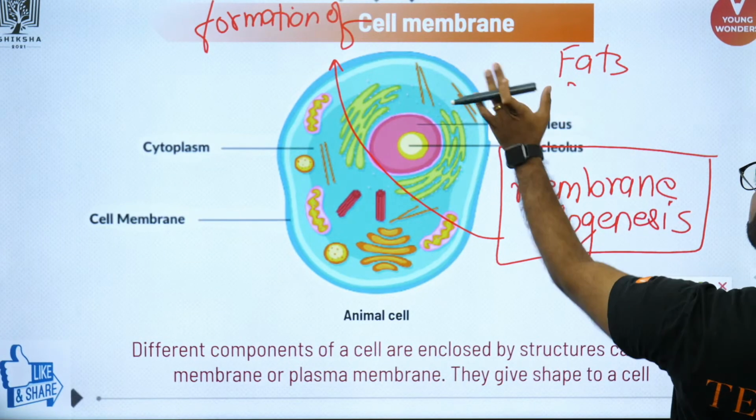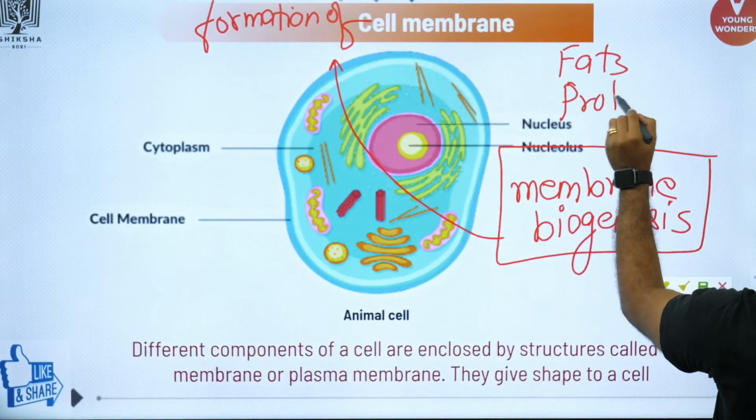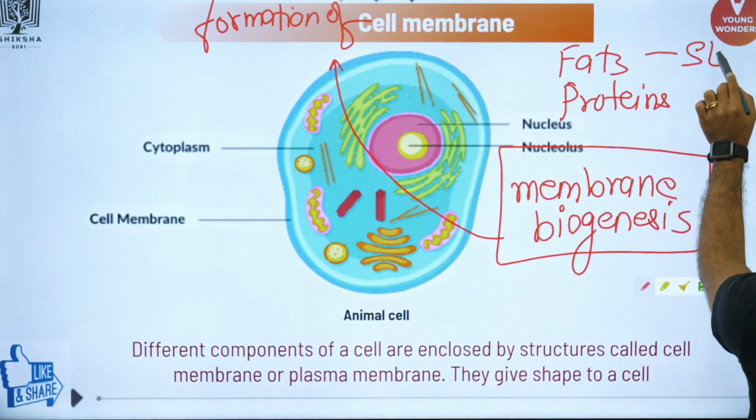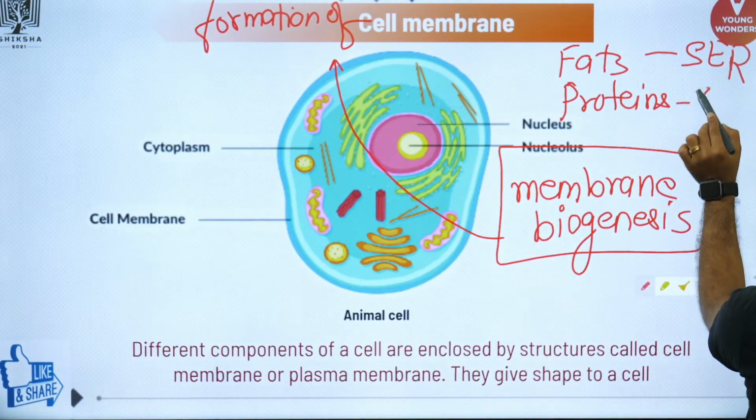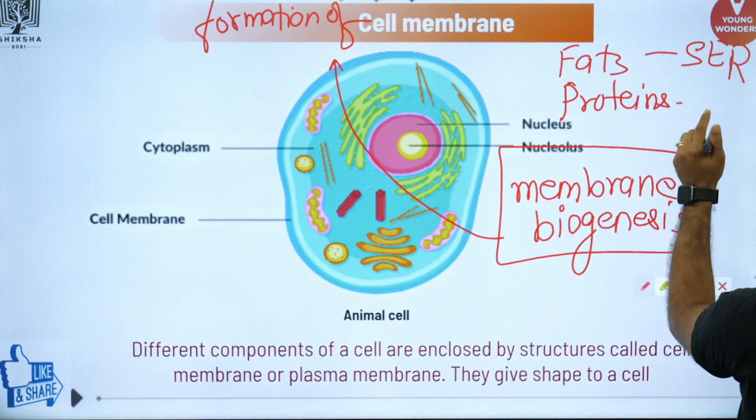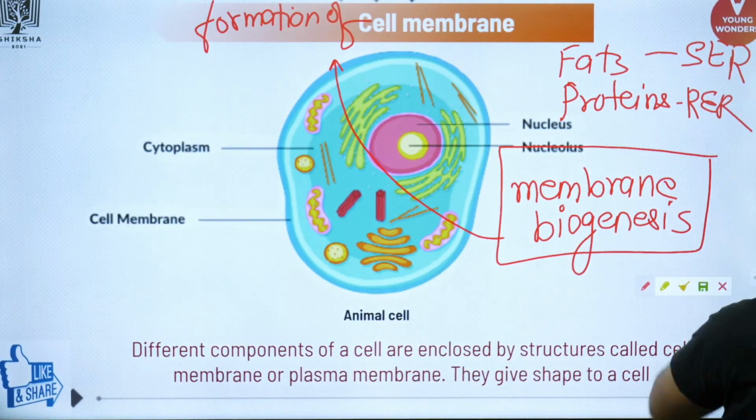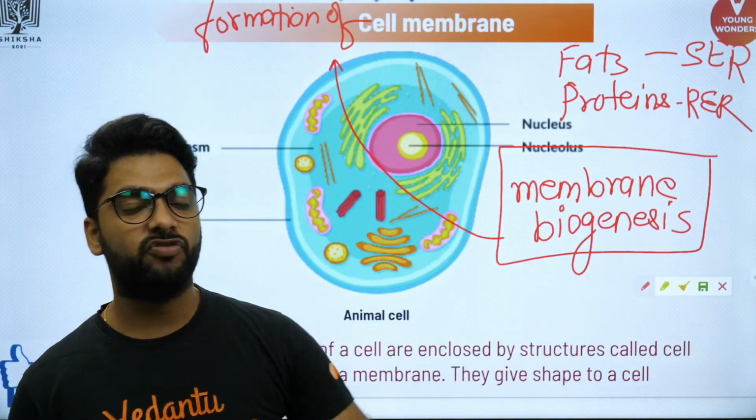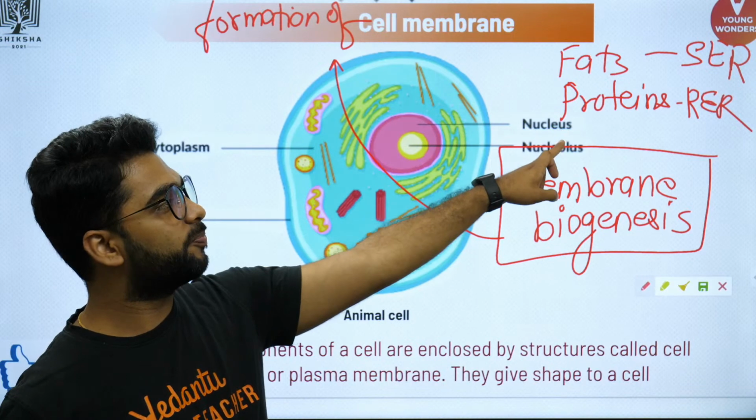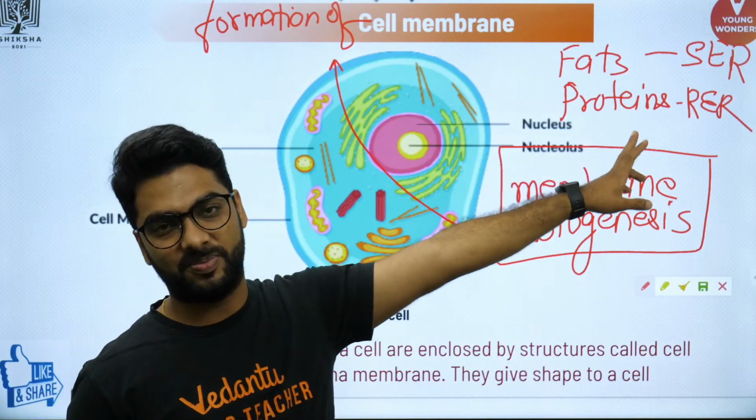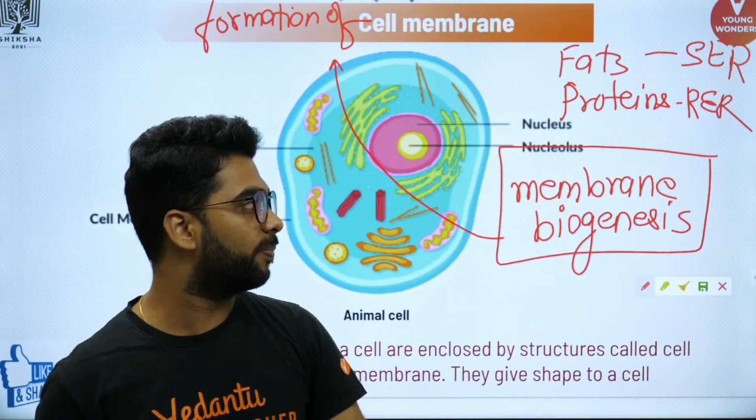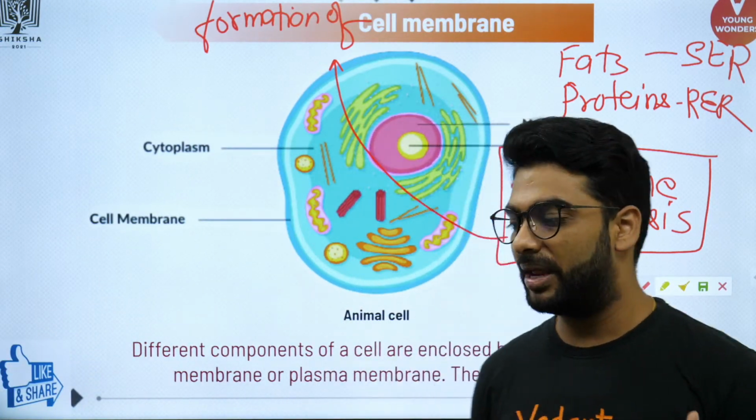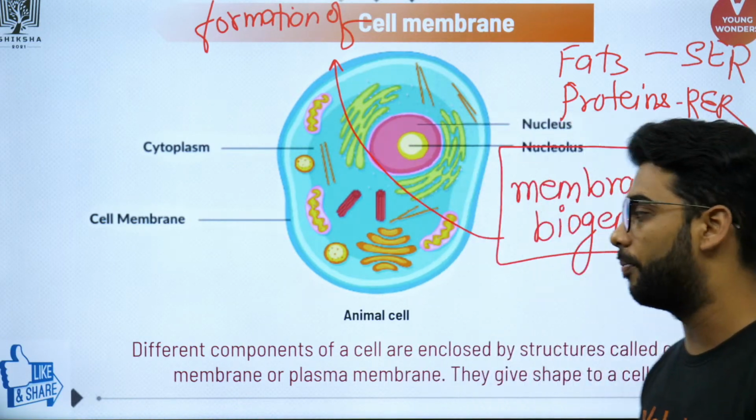So the cell membrane is made up of fats and proteins. These fats in the cell membrane come from the smooth endoplasmic reticulum, and the proteins come from the rough endoplasmic reticulum. And this is called membrane biogenesis, which is the formation of the cell membrane with the fats and the proteins. Membrane as in layer, biogenesis is the formation.